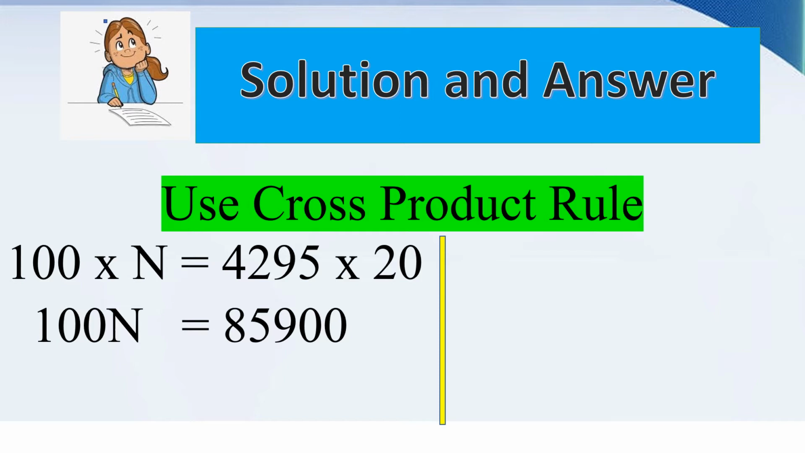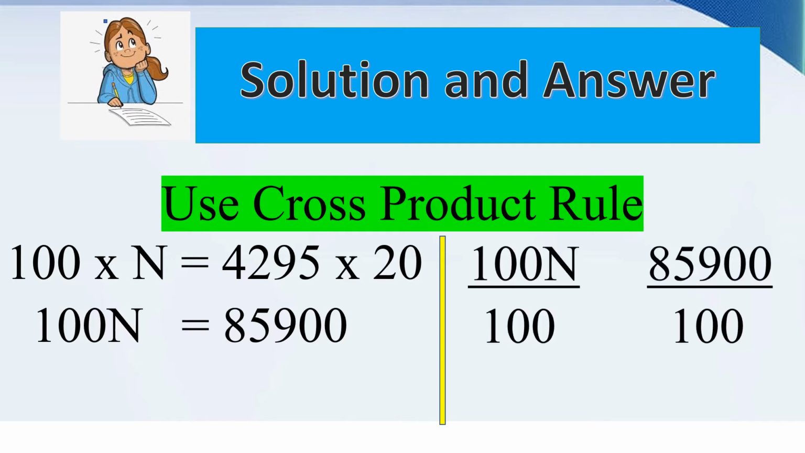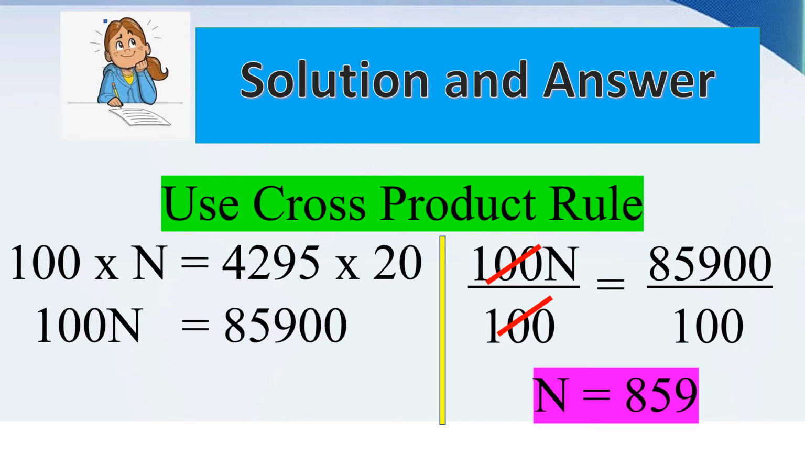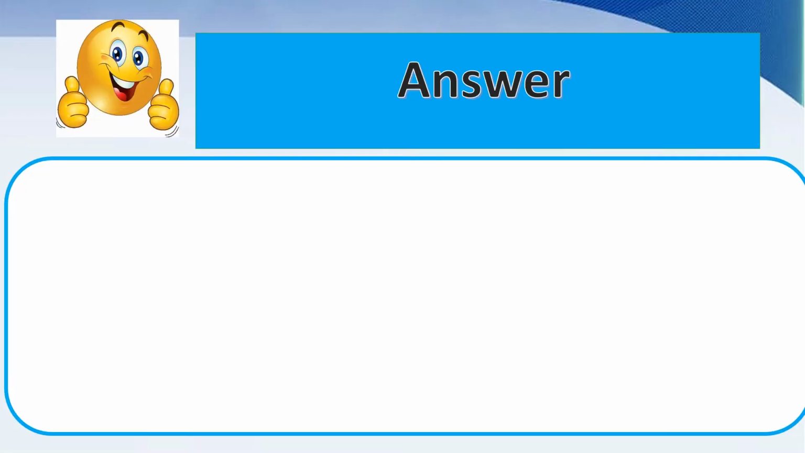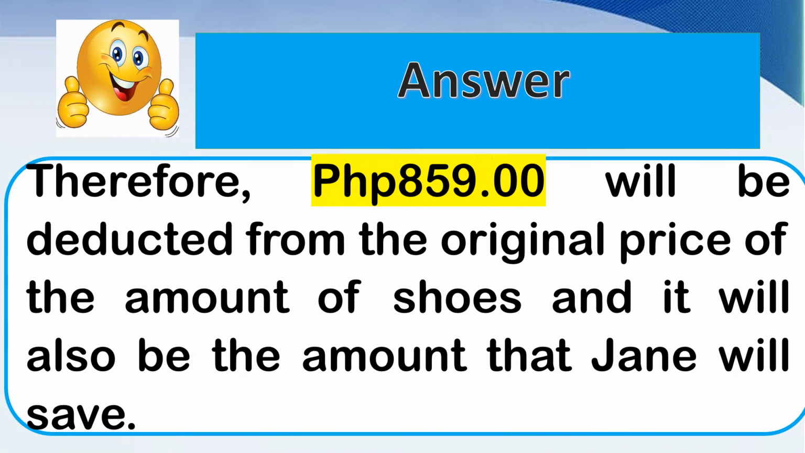85,900. Divide both sides of the equation by 100. 100n over 100 equals 85,900 over 100. N is equal to 859. Therefore, 859 pesos will be deducted from the original price of the shoes, and it will also be the amount that Jane will save.